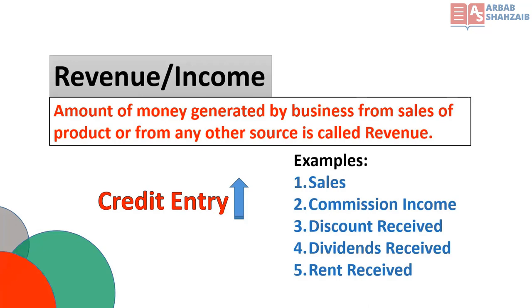Dividends received, dividends are paid directly into the bank from the company. So dividends are also income for the business, because there are many companies who buy shares of other companies and get dividends directly into the bank. So dividends received are also an example of revenue or income. Rent received, for example, you have premises and you sublet a part of your premises to get more rent. This rent will be revenue or income for the business, and when rent is received, you will record a credit entry.